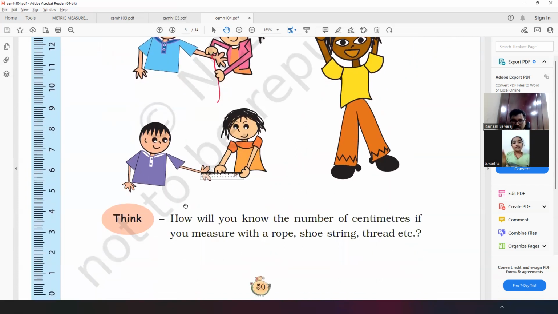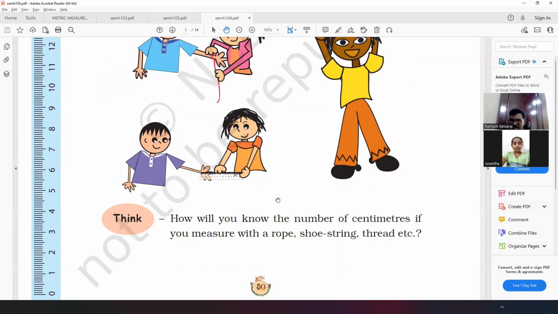See, there is one question to think about. How will you know the number of centimeters if you measure with a rope, shoestring, or thread? You use the rope and place the rope on the scale, then you can come to know what is the length of that rope. From that, you will understand how many centimeters, right? Do you get it? No? Okay.